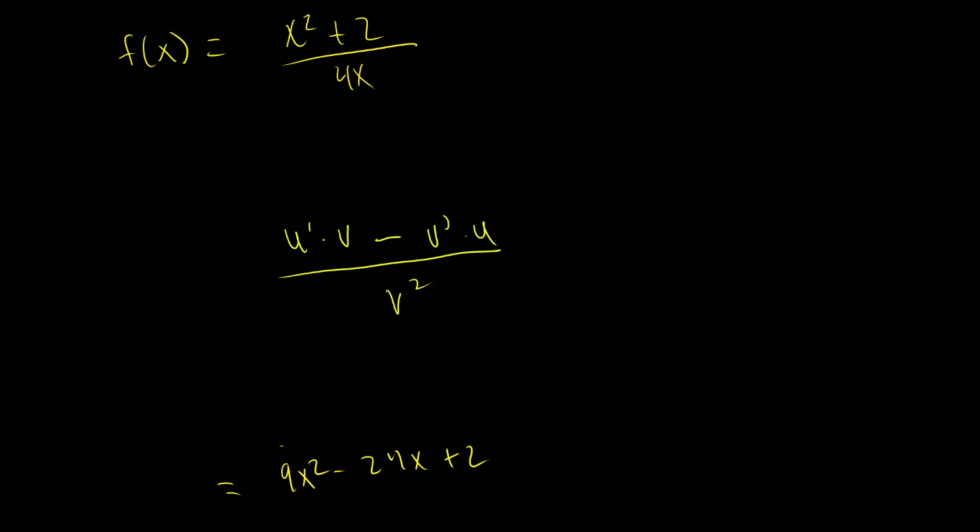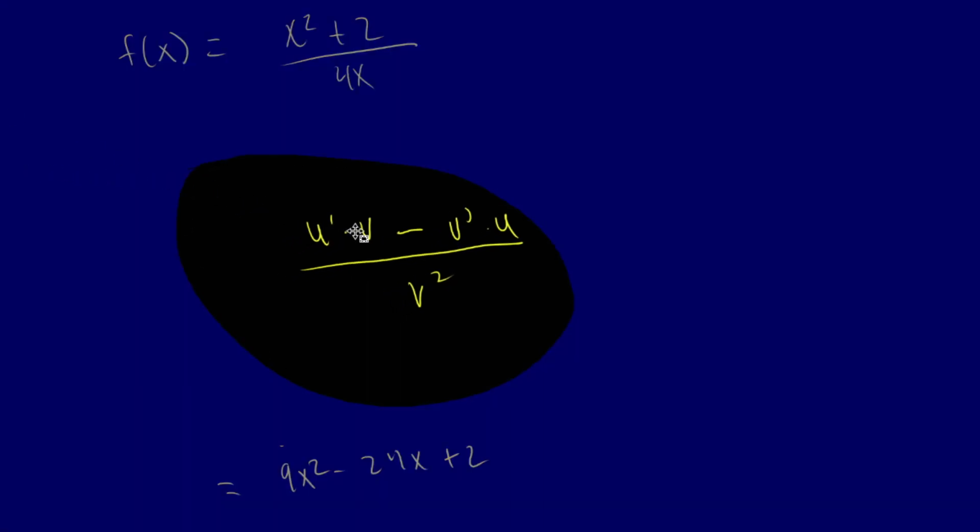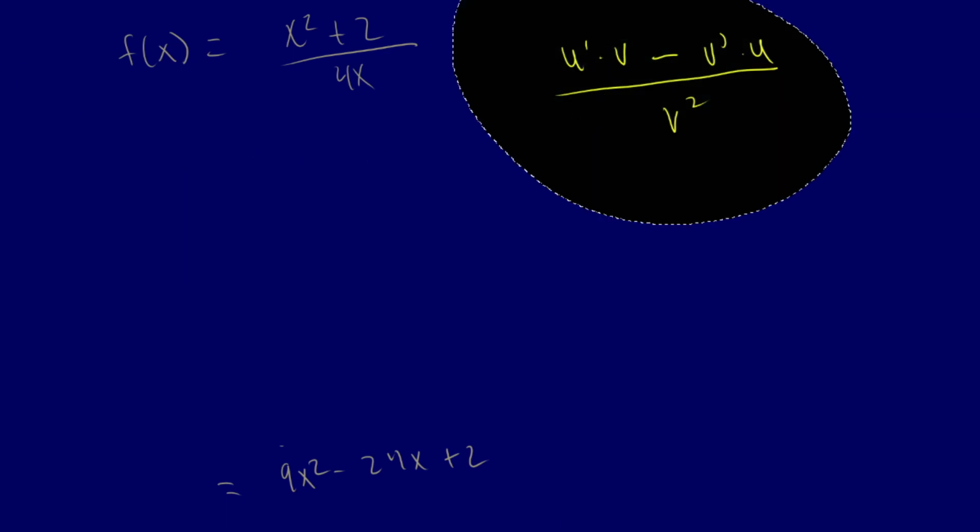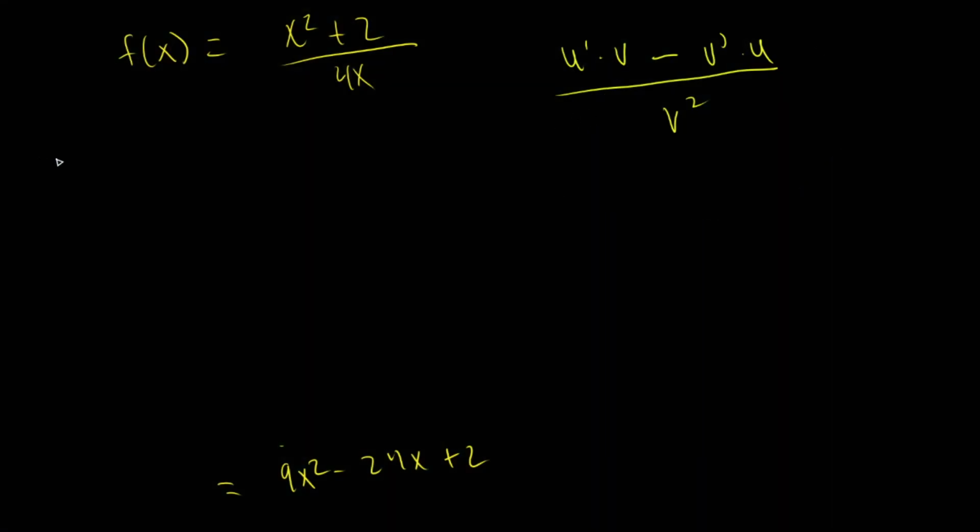So I'm going to move this over here. Give me a second. Like so. And then let's use this formula. So what is our u? Our u is going to be x squared plus 2. And our v is going to be equal to 4x. So u prime times v is what? So what is u prime? u prime would equal 2x, and then v prime would equal 4.